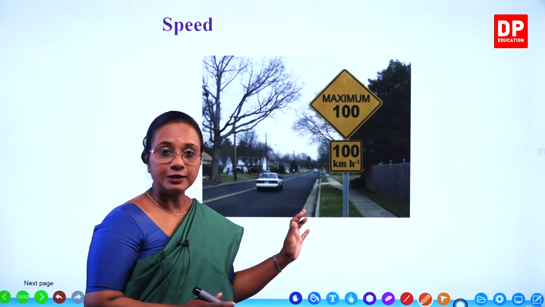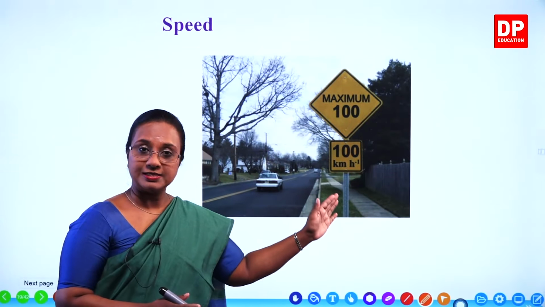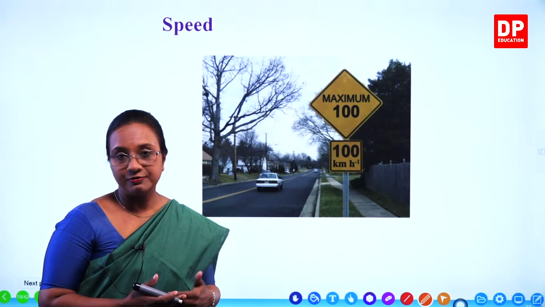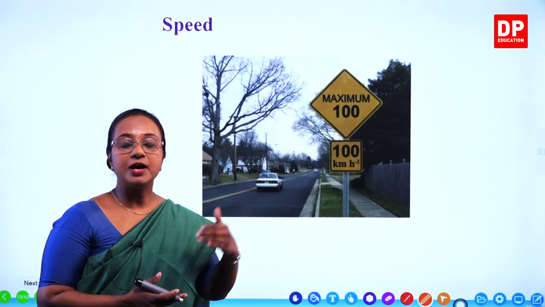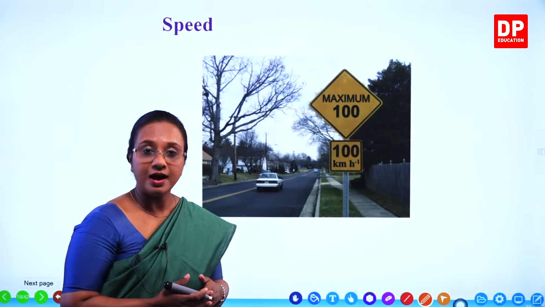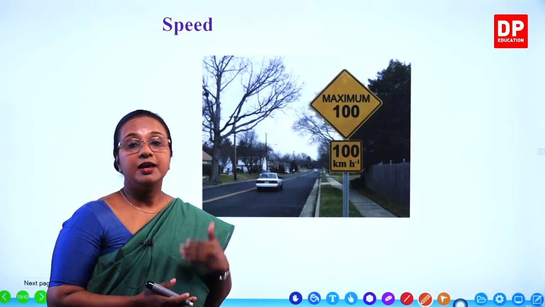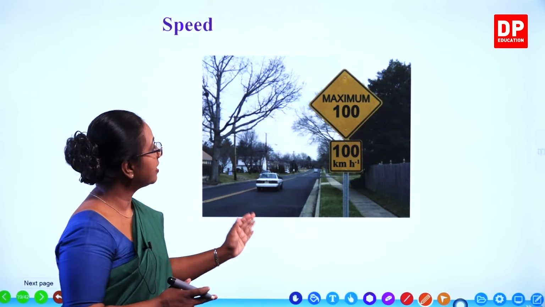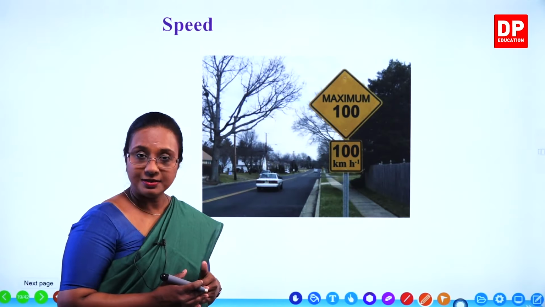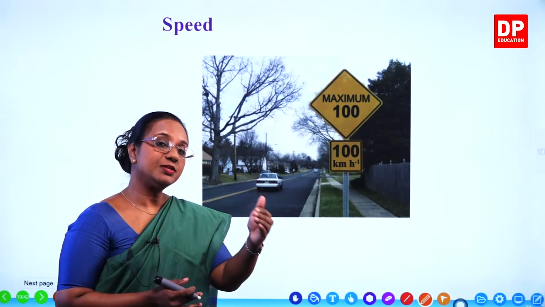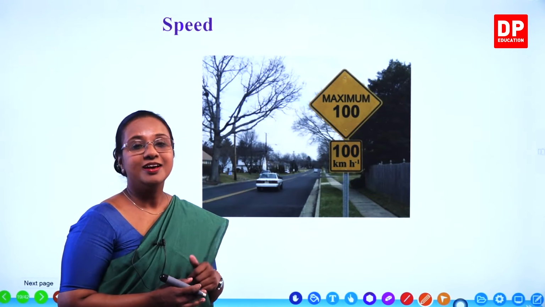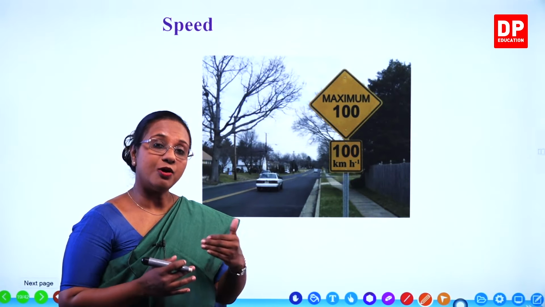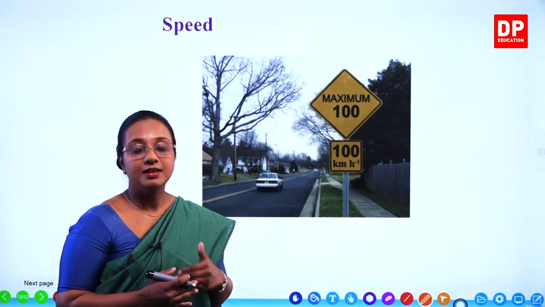And this maximum value depends from place to place. If it is a city that has a lot of traffic, the maximum might be about 50. But if it is an urban area where there is less traffic, it can be 100. In a speedway, it will be more than 100. So, depending on where you are traveling, there is an indication of your maximum speed. So, we always have to look at the speedometer that we saw in the earlier slide to look at our speed and always maintain the speed limit.